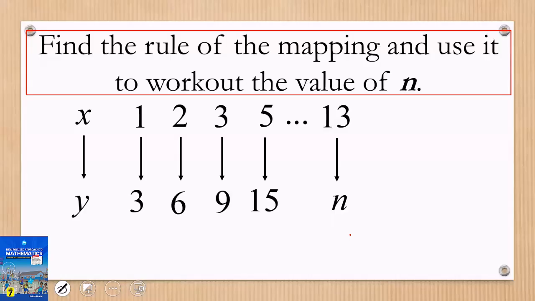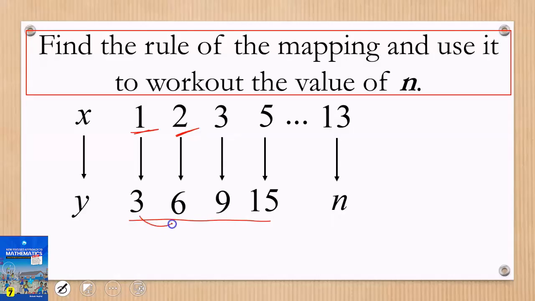Look at this one. Find the rule of the mapping and use it to work out the value of N. So we want to look at the pattern that we see here. We generate the rule, then we use it to find the value of N. Okay, so from 1, I have 3. From 2, I have 6. And again, look at the pattern.